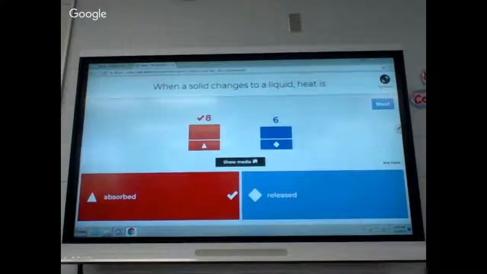When a solid changes to a liquid, do we have to make the particles go faster or slower? Faster. So does heat have to be added or does heat have to be removed? If you need them to go faster, you have to add heat. So is it on the left or is it on the right? Left. It's on the left. So if it's on the left, it's absorbed.